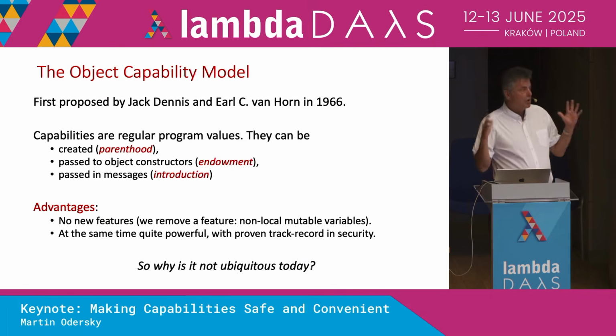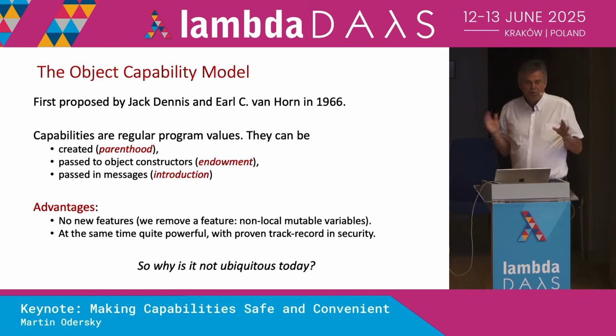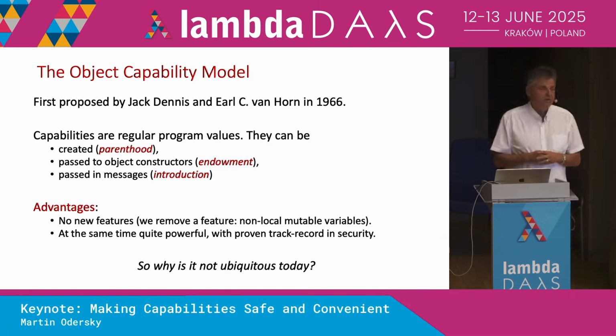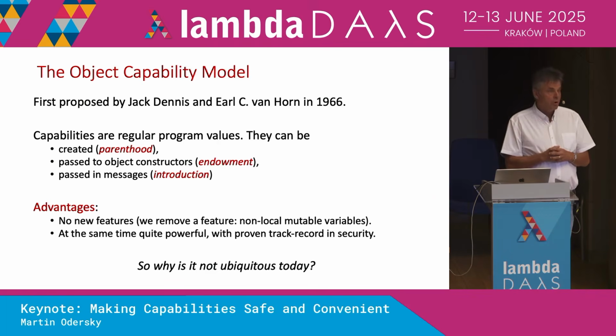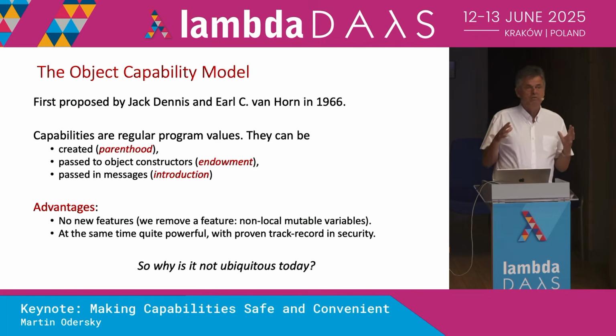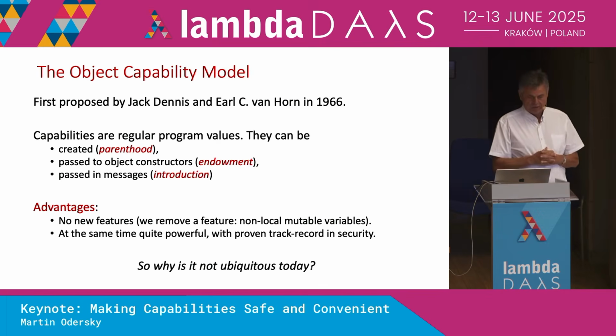So where does it all go back to? It goes back a long, long time, to the first paper on object capabilities, by Jack Dennis and Earl van Horn in 1966. Interestingly enough, Jack Dennis was also a founding member of WG 2.8, the working group on functional programming. So there's a clear connection between the two strands, even though object capabilities have lived mostly, as the name implies, in the object-oriented world until now.